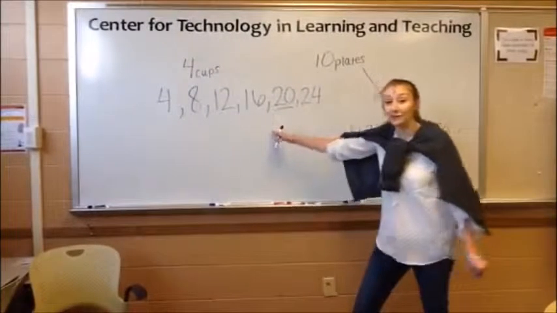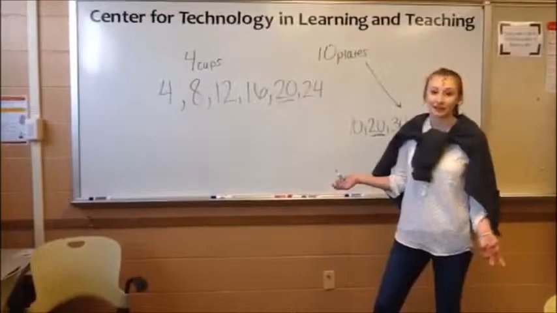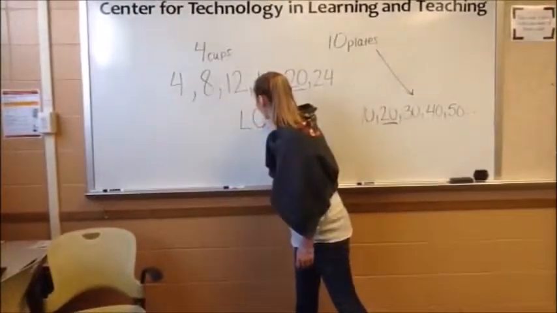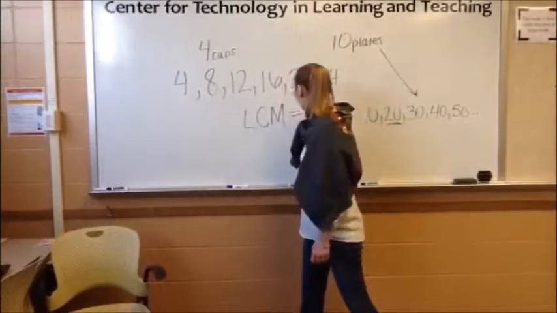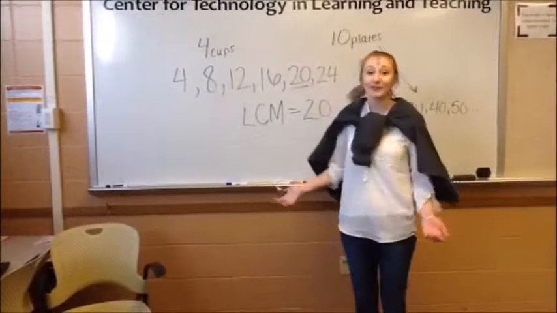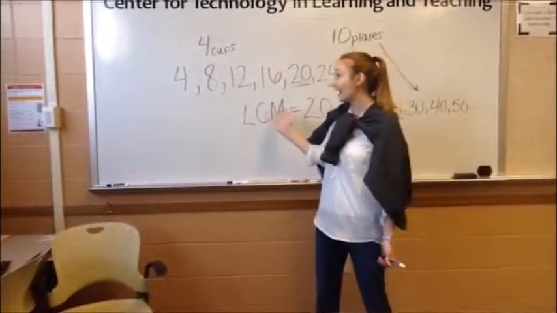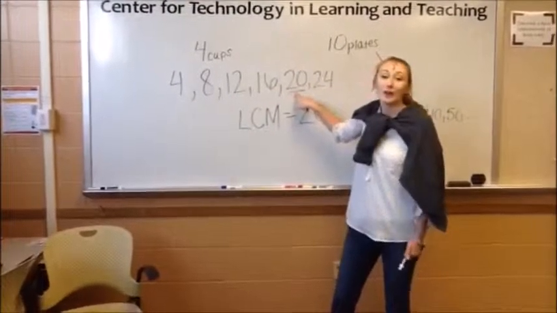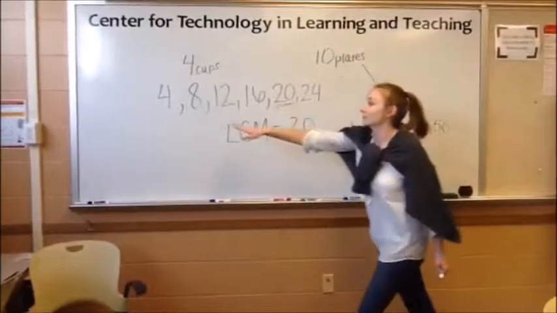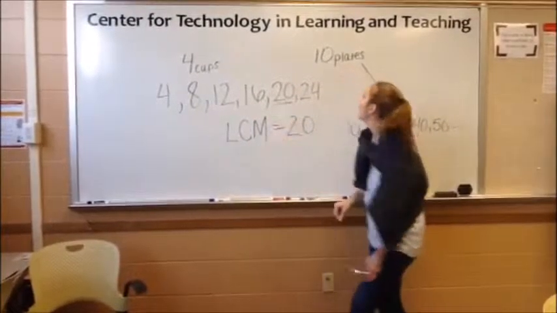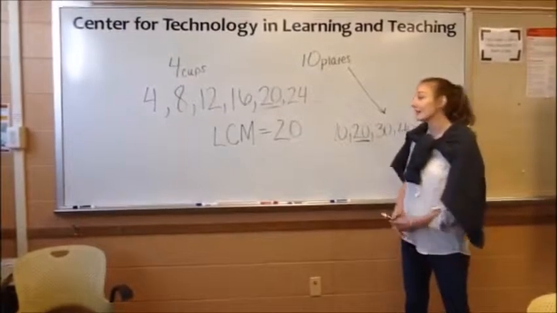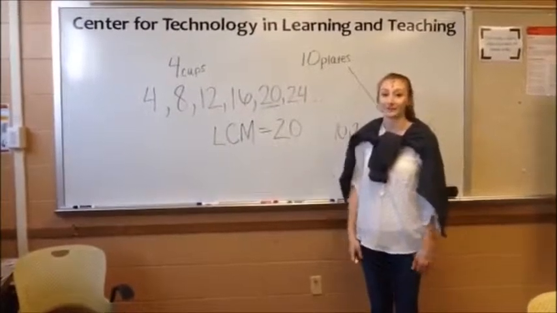So now that we know 20 is common in each of them, we know that our least common multiple, or our LCM, is equal to 20. That means my friend needs to buy 5, 1, 2, 3, 4, 5 packages of cups, because 4 cups comes in each package, and two packages of plates so that he has the same number of each item.